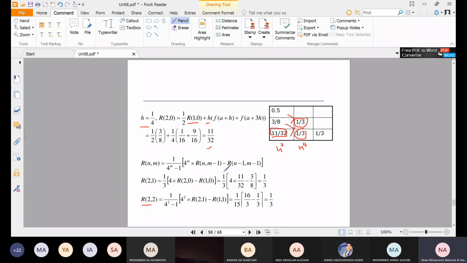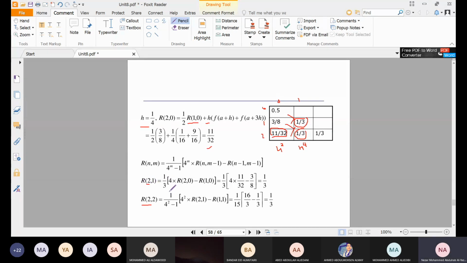Okay, R22, what is the value of R22? We can compute it like this. This is row 2 and column number 2. We need to compute R21 first. You can see the rows and columns are numbered 0, 1, 2. R21 is this number, column 0 and column 1.